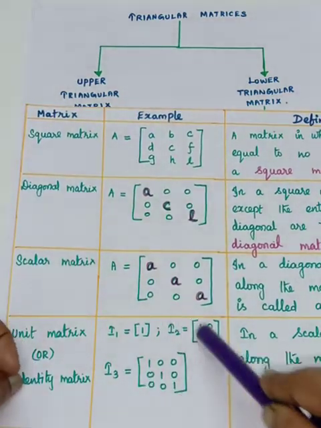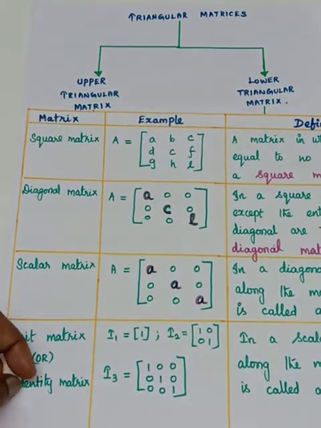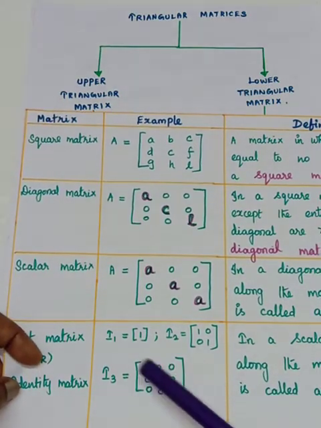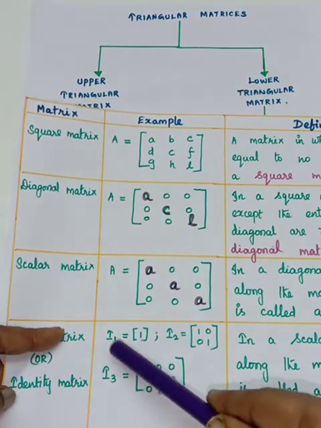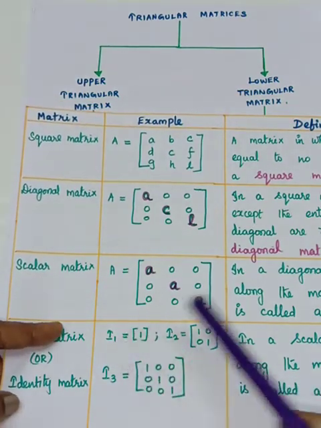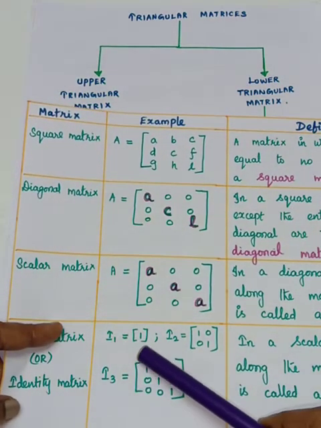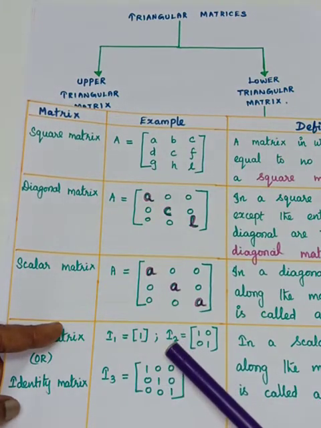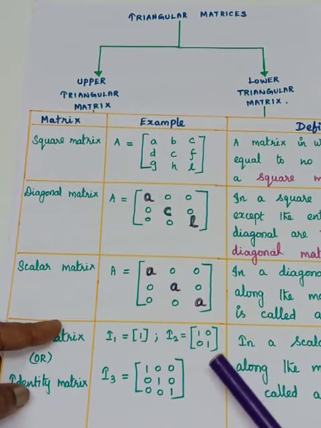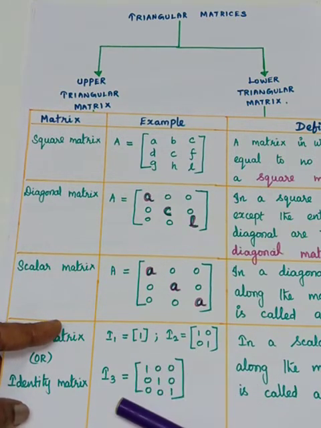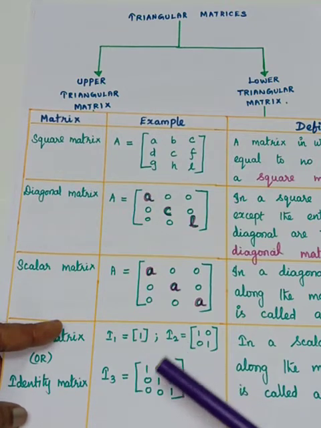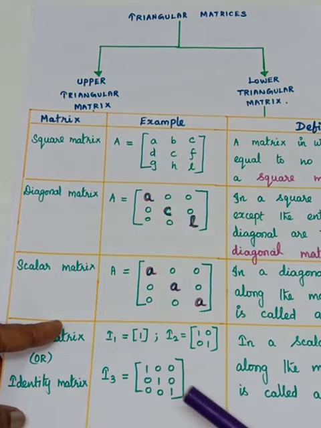See, for identity matrix, we will not denote it A, B, C. We will have the specific name I1. What is I1? Identity matrix of order 1. Order 1 means it has 1 row, 1 column. So it will be like this. What is I2? It's an identity matrix of order 2. That means it has 2 rows and 2 columns. So therefore 1, 0, 0, 1. And I3. What is I3? 1, 0, 0, 0, 1, 0, 0, 0, 1. So it's an identity matrix of order 3.